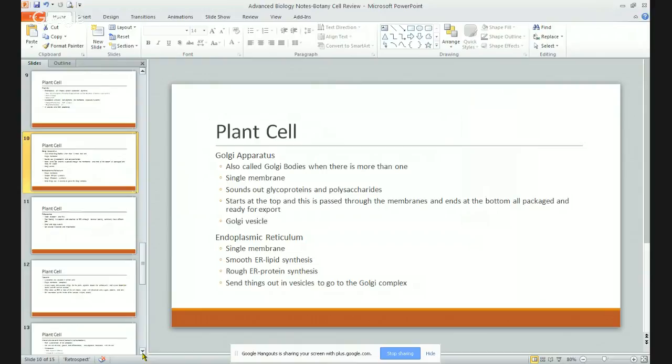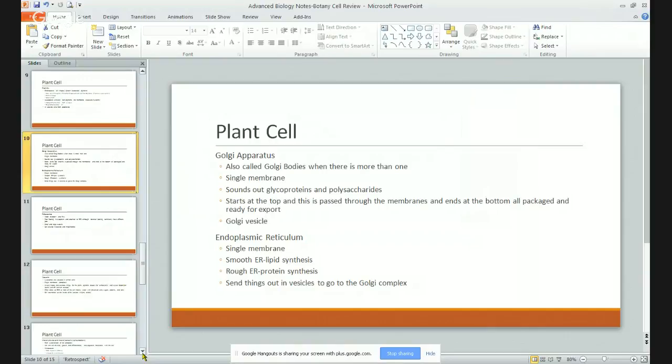Again, don't forget we're still talking about eukaryotes since we're with plant cells, but this next piece is going to be the Golgi apparatus. If there's more than one Golgi apparatus, it's generally coined Golgi bodies. We're no longer going to be referring to double membrane bound organelles. From here out, they're all going to be single membrane bound organelles.